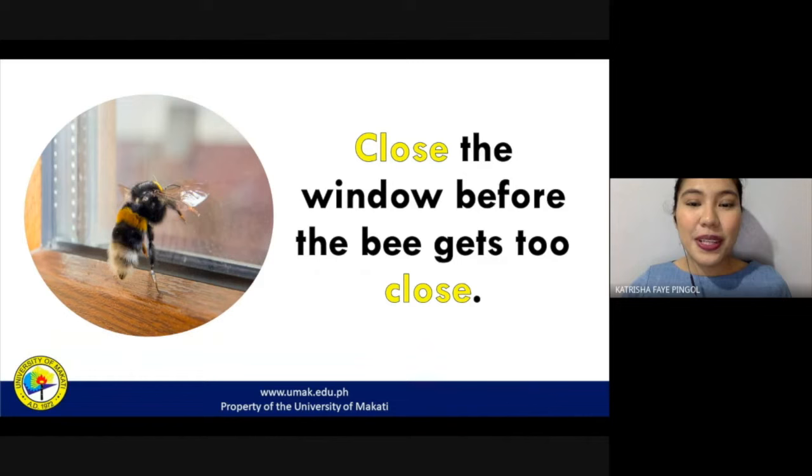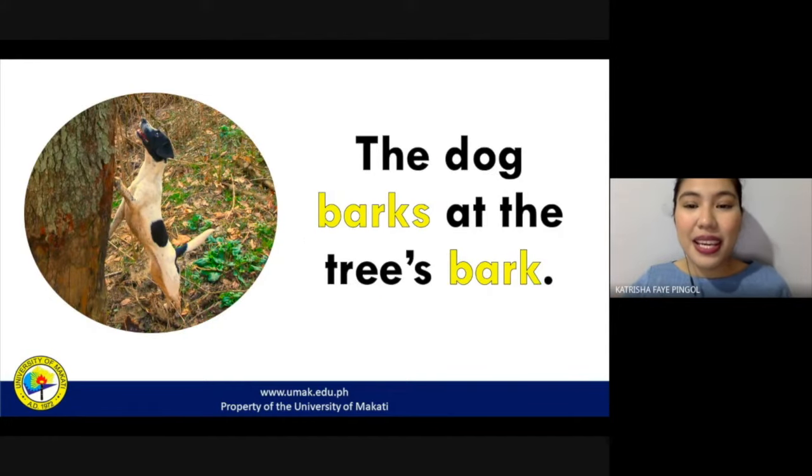So take for example this one. Close the window before the bee gets too close. So the first close refers to shutting the window, whereas the second close is referring to distance, minimizing the distance between you and the bee. Another good example is this. The dog barks at the tree's bark. You would notice that they sound the same. They are composed of the same letters. But the first word bark refers to the sound that the dog makes, whereas the second word bark refers to a part of the tree.